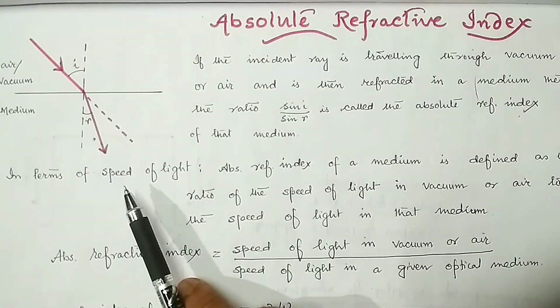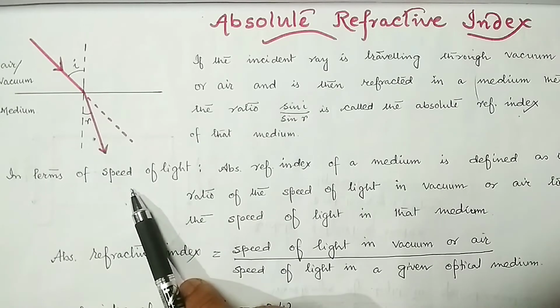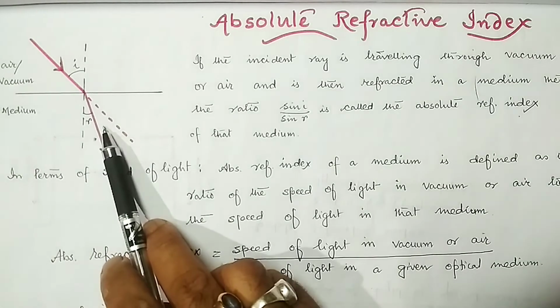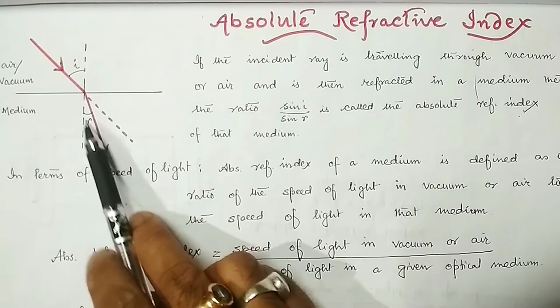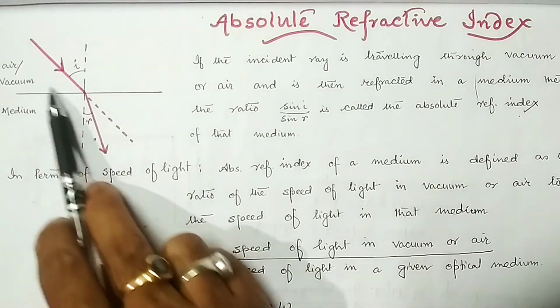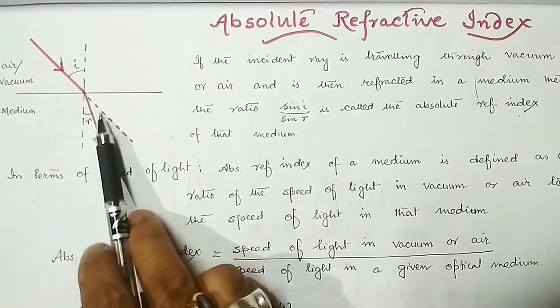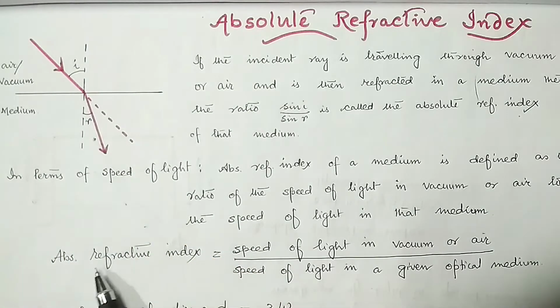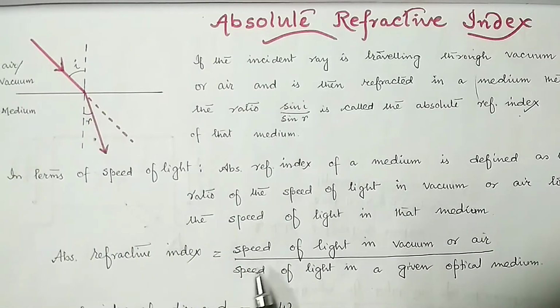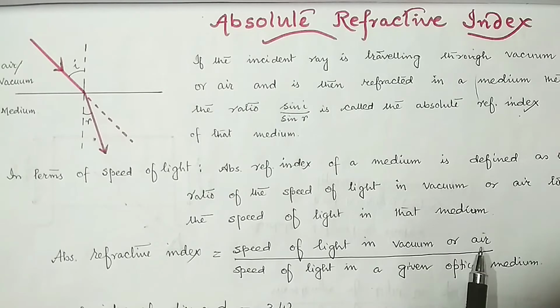Absolute refractive index can be expressed in terms of speed of light also. So absolute refractive index of a medium is defined as the ratio of the speed of light in air or vacuum to the speed of light in that medium. So we can write absolute refractive index is speed of light in vacuum or air to the speed of light in a given optical medium.